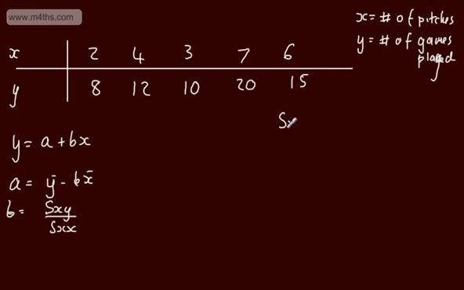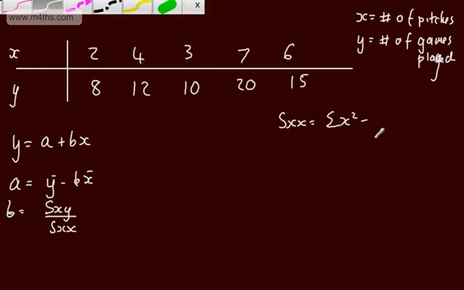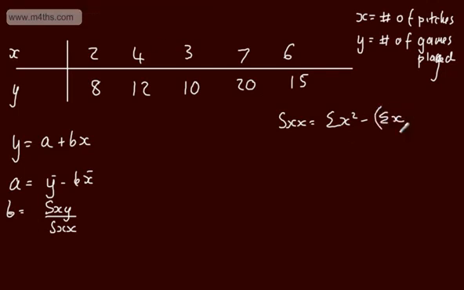So Sxx is going to be the sum of x squared minus the sum, let's just make that look a bit neater. That's going to be the sum of x squared, let's write this in, the sum of x all squared over n. So let's plug some numbers in. We need first the sum of x squared. So let's just put above here x squared. So that's going to be 4, that'll be 16, that'll be 9, that'll be 49, and this is going to be 36. So let's go ahead and add those up.